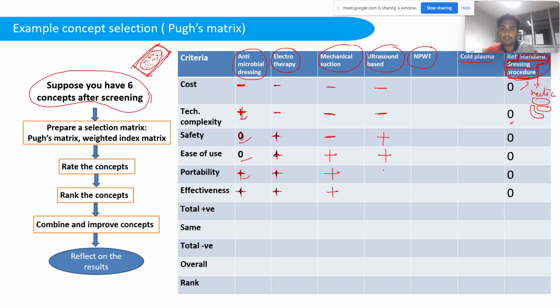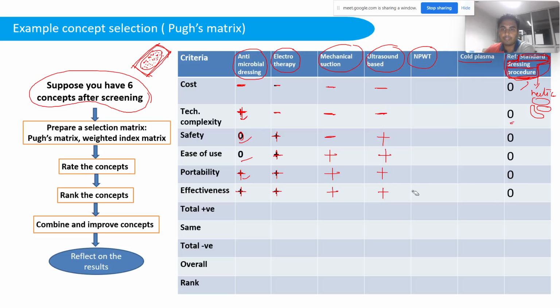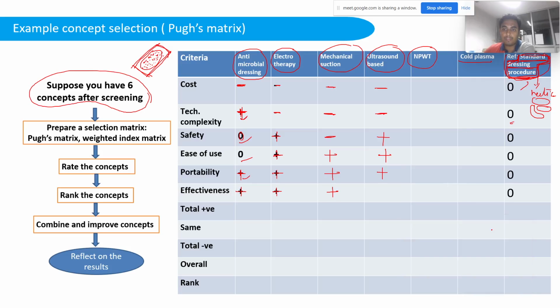Ease of use is positive. Portability is positive. Effectiveness, actually it is a bit doubted, but you can consider it the same. Okay, because there are not a lot of evidences against the effectiveness of ultrasound based devices for chronic wounds. Okay, so you can say zero, same.